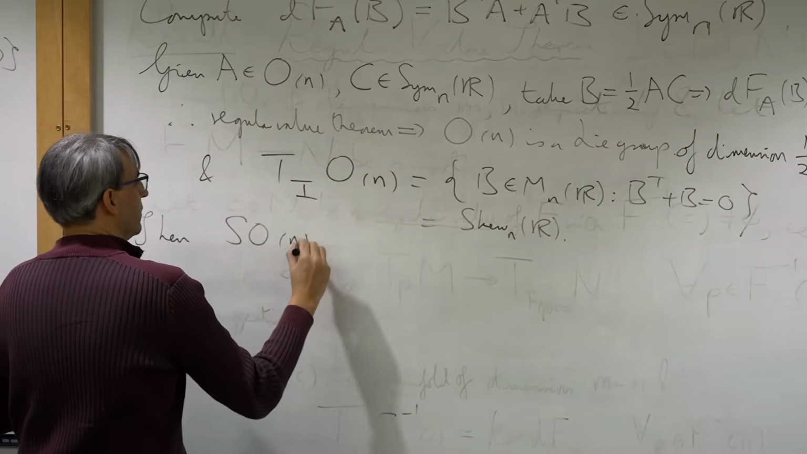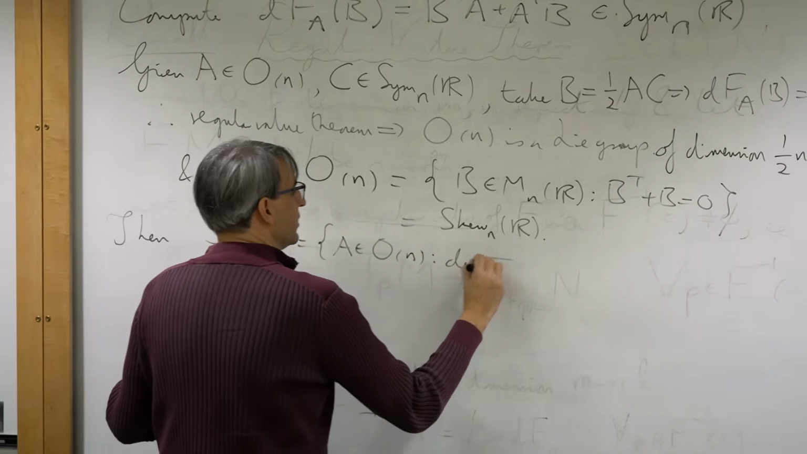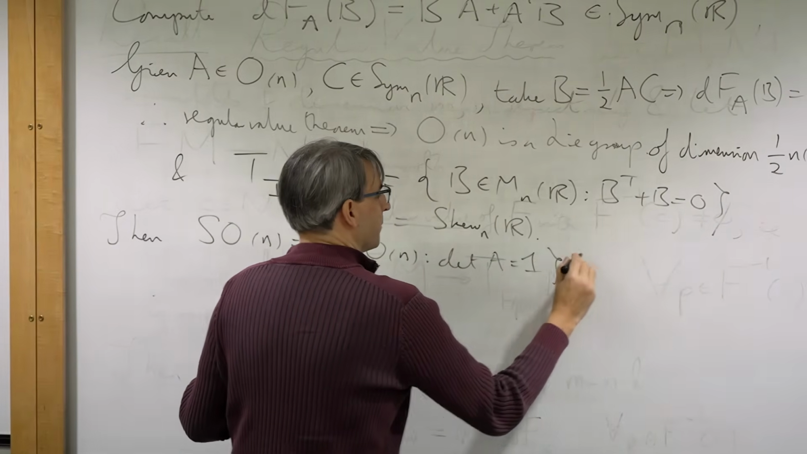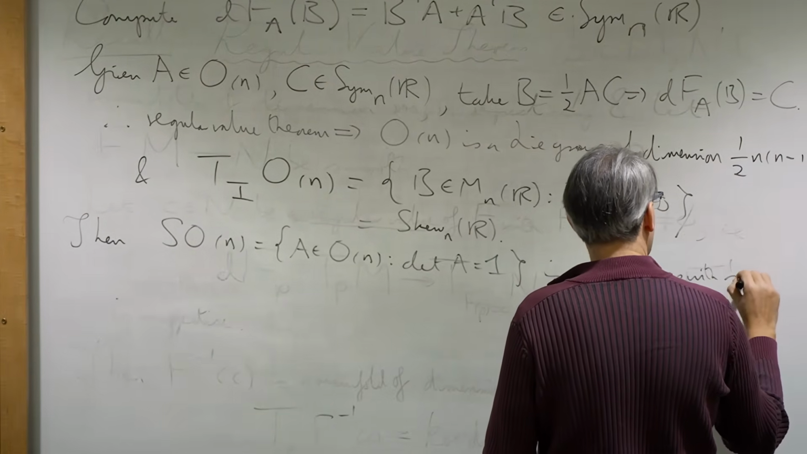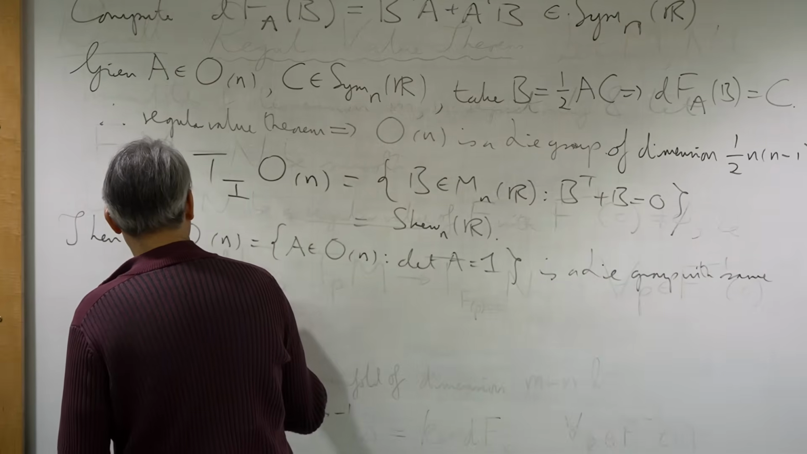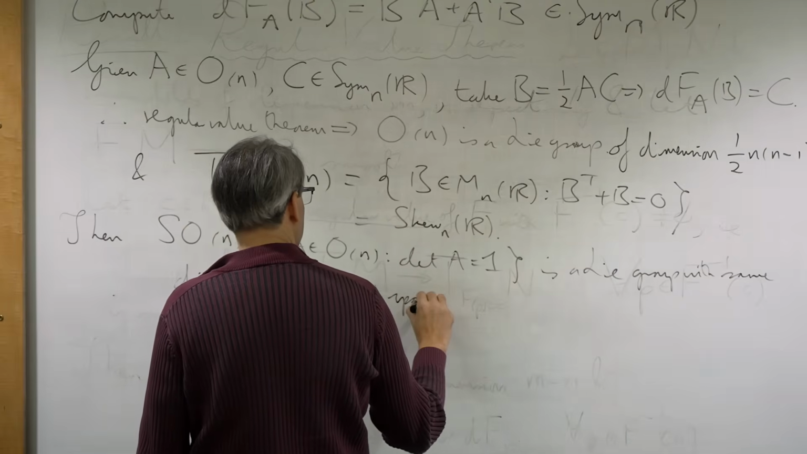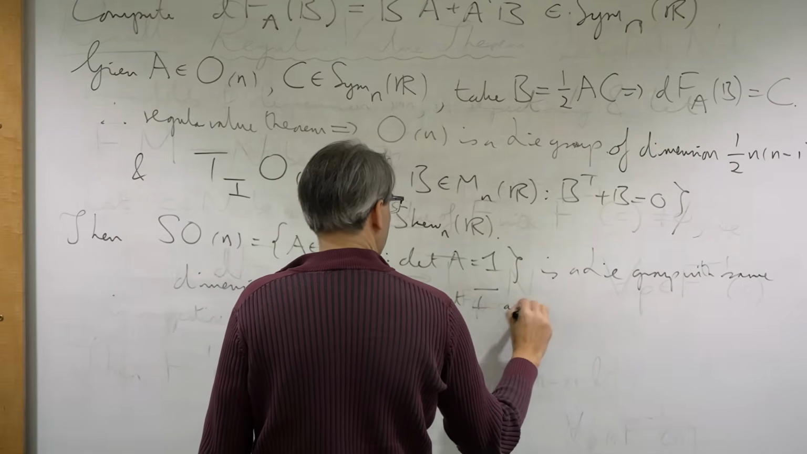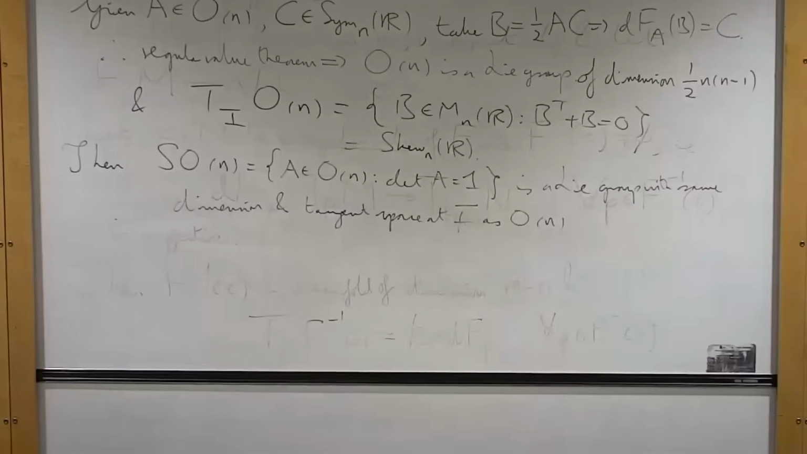SO(n), which is the set of A in O(n) such that the determinant of A is 1, is a Lie group with the same dimension and tangent space at the identity as O(n). Well, why is that? That's because it is the connected component of the identity in O(n).